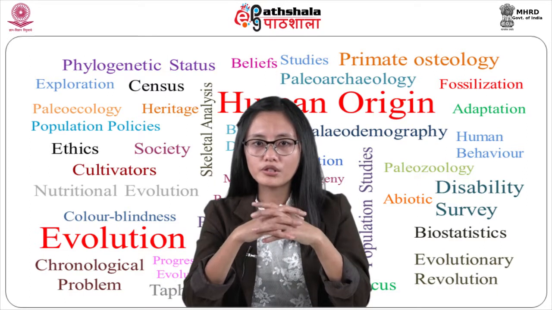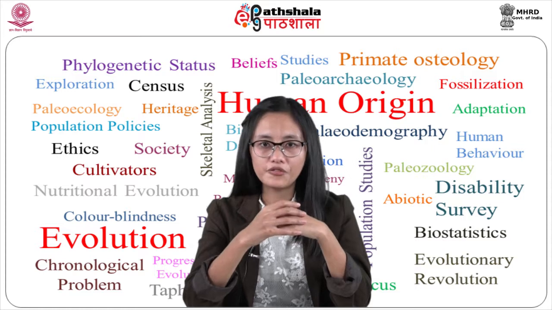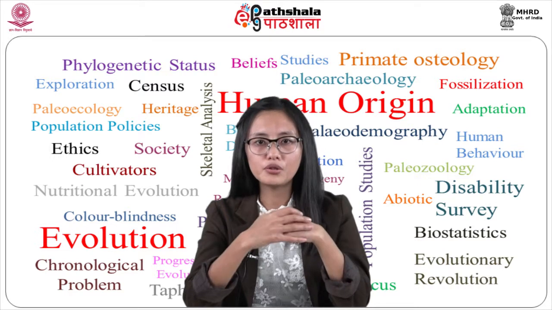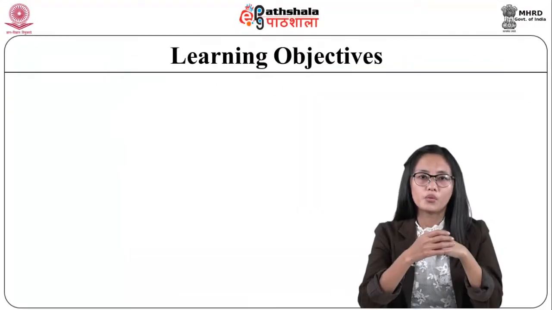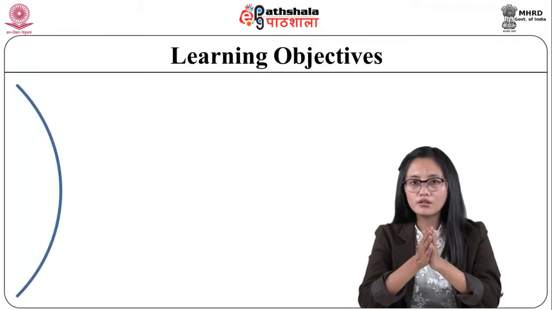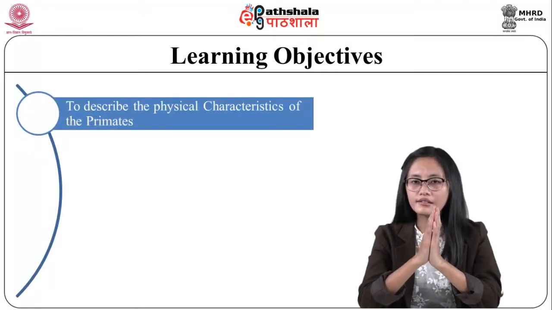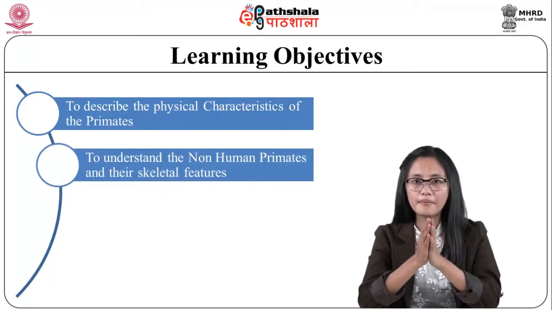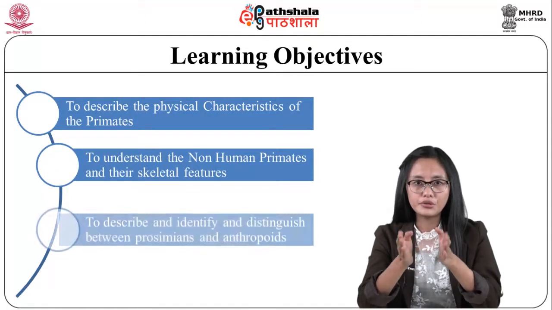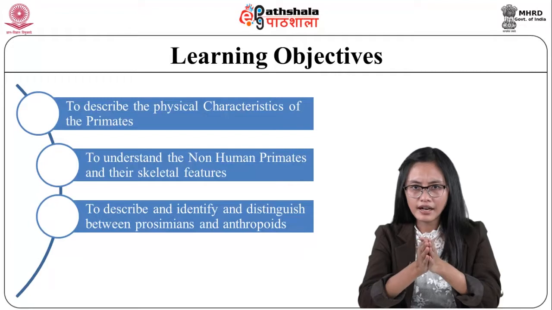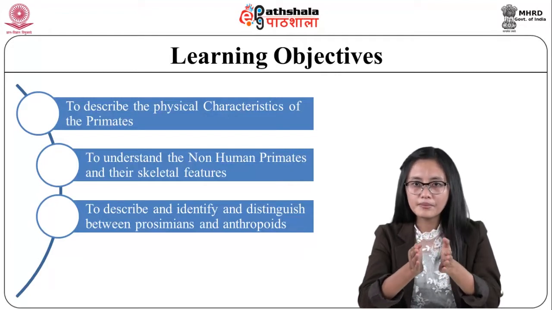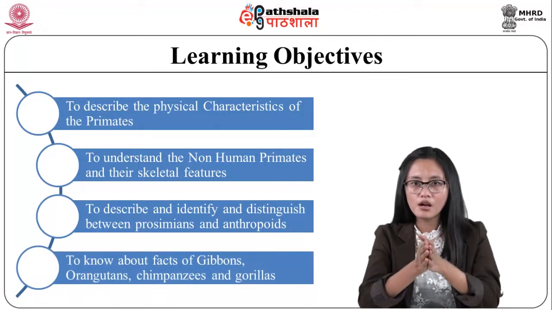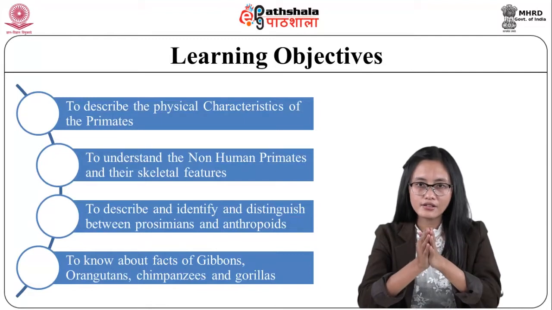Today we will be discussing the module Description and Identification of the Disarticulated Skeleton of Primates from the paper Human Origin and Evolution. The learning objectives of the module are: number 1, to describe the physical characteristics of the primates. Number 2, to understand the non-human primates and their skeletal features. Number 3, to describe, identify and distinguish between prosimians and anthropoids. Number 4, to know about gibbons, orangutans, chimpanzees, and gorillas.